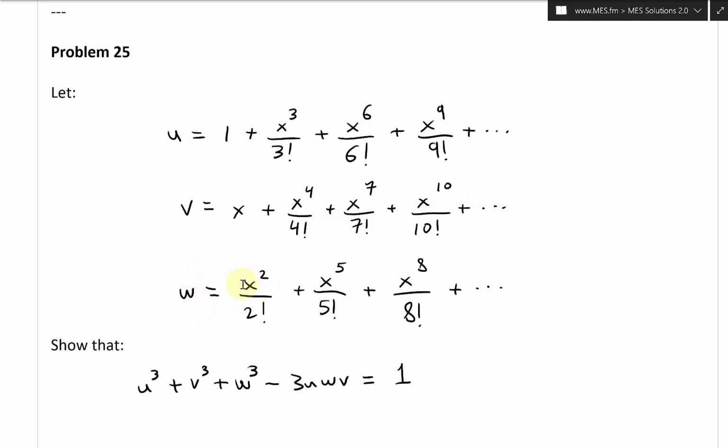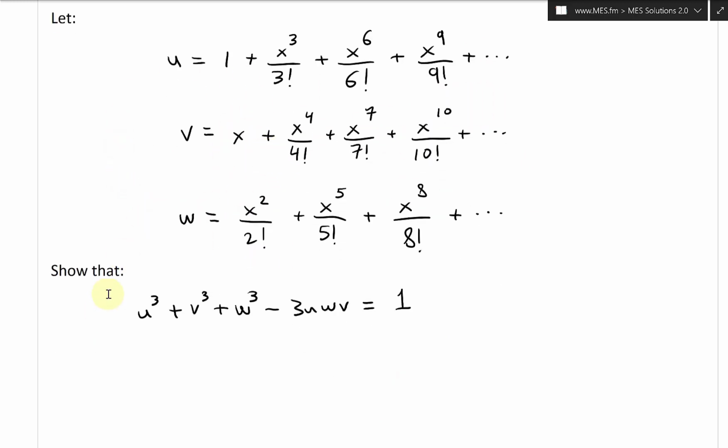And then w starts with x squared divided by 2 factorial plus x to the 5 divided by 5 factorial plus x to the 8 divided by 8 factorial, etc. If you take a look at this pattern, if I take the derivative of w, we get v. So this 2 goes down, the factorial gets smaller, and we lose a power. And if I take the derivative of v, we get u. So we can show that they're related by integrals and derivatives.